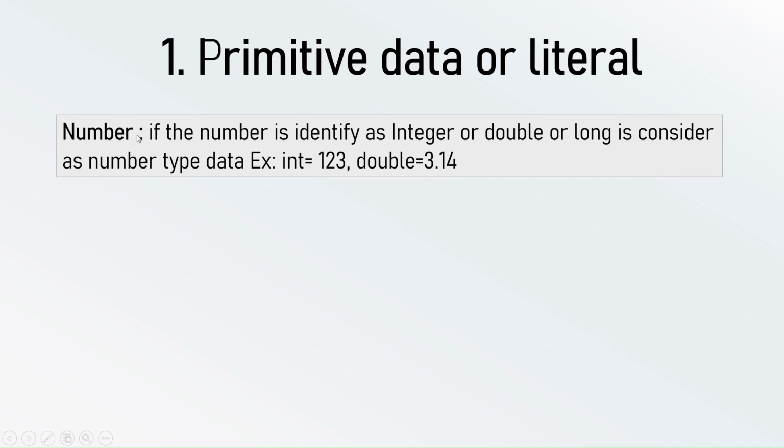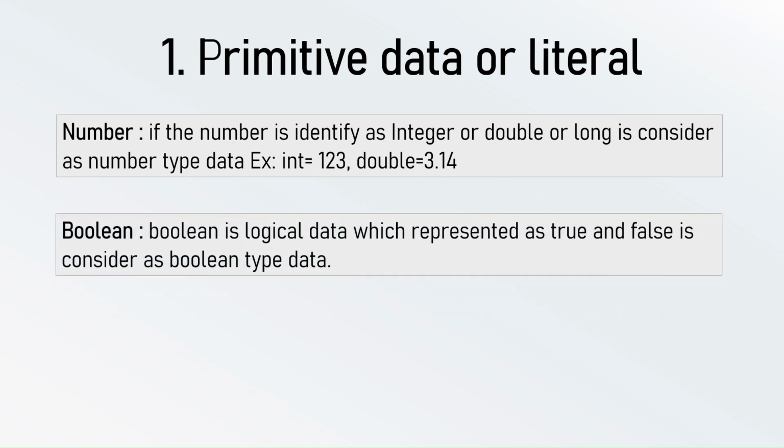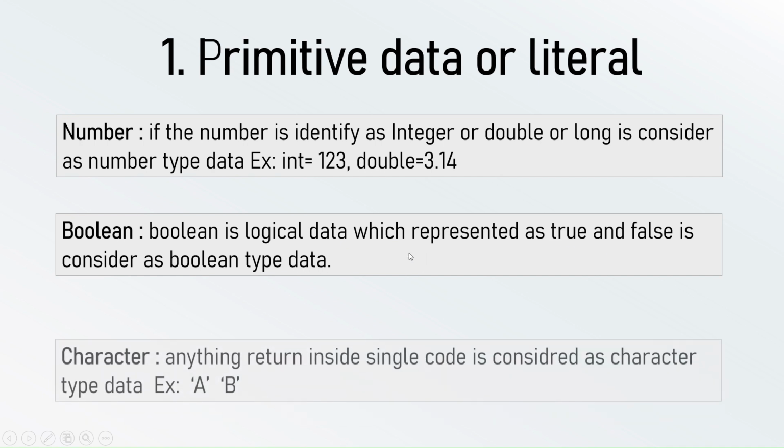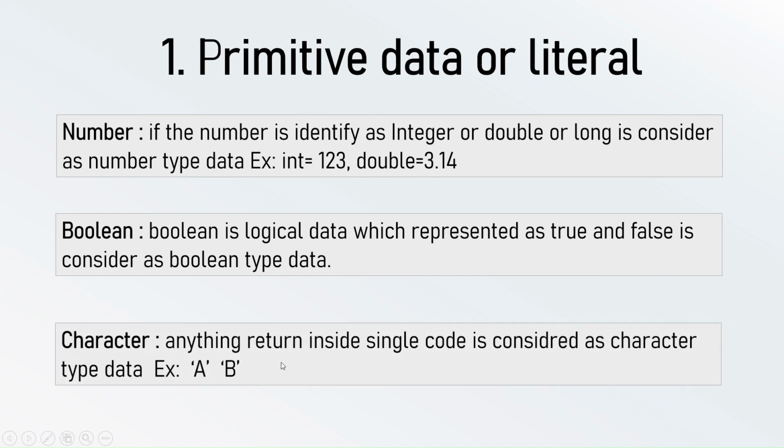In the primitive data literal, we have a number. If the number is identified as an integer, double, or long, it is considered number type data. Example: int 123, double 3.14. Boolean. Boolean is logical data which is represented as true and false. It is considered Boolean type data. Character. Anything written inside single quotes is considered character type data. Example: A, B.